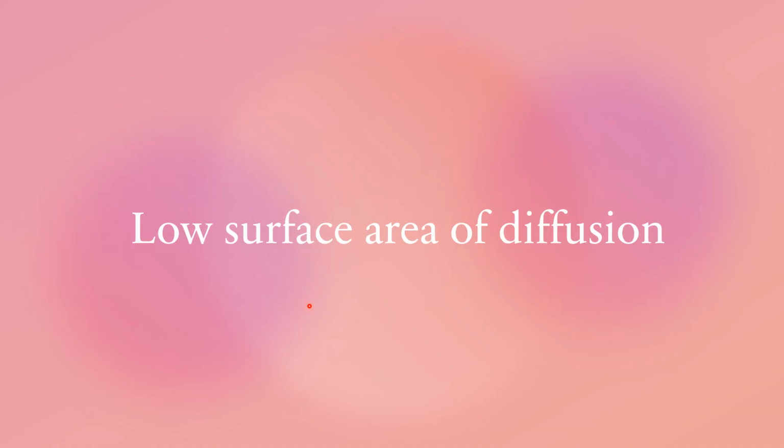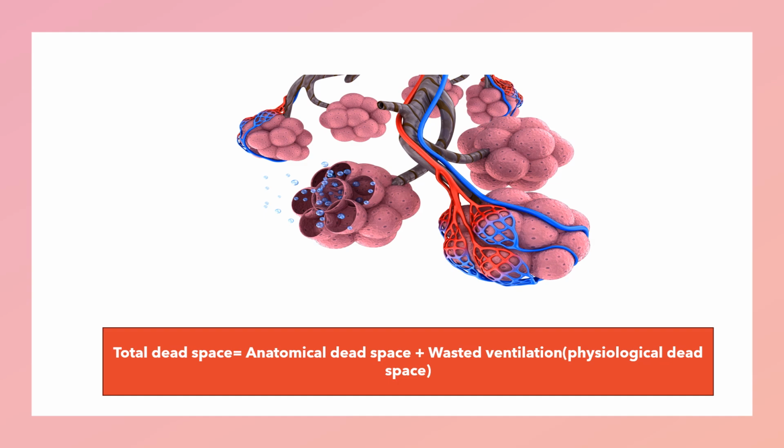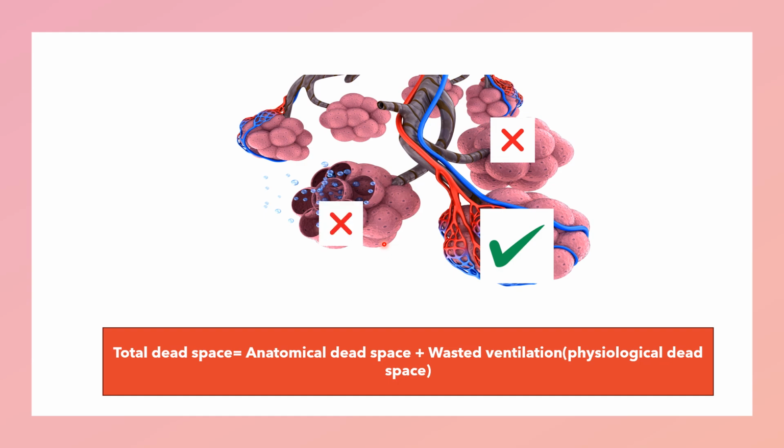So the first cause of hypoxia when there is increased dead space volume is the low alveolar ventilation. The second cause is the low surface area of diffusion. From our previous knowledge, suppose these are all the alveoli taking part in the gaseous exchange. Among them, in these alveoli ventilation and perfusion are okay, but here either the ventilation is defective or perfusion is defective. Here also some kind of defect is there. Here also, here also. So many alveoli have some defect.